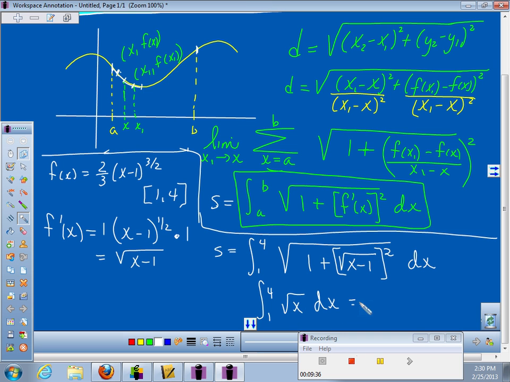Which we could work by hand, but given that I'm running out of space here, it comes out to be 14/3. Still got a couple minutes left. So what kind of unit do you label it with? It's a length. It's just units. That particular curve would be 14/3, or about 4 2/3 units long. Big deal.